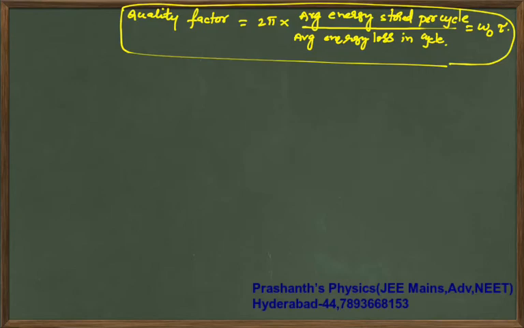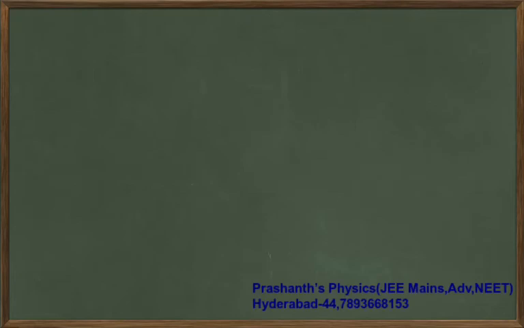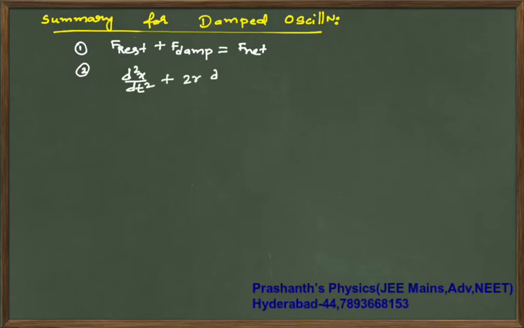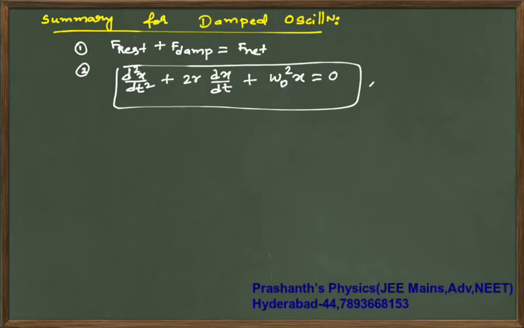Okay, right, now let us write the summary. So your summary of what I have explained for damped oscillations, the key takeaway in this lecture. Point number 1, your restoring force plus damping force is your net force. Next, number 2, your equation is d square x by dt square plus 2 gamma into dx by dt plus omega naught square into x is equal to 0. Now 2 gamma is b by m, omega naught square is k by m.